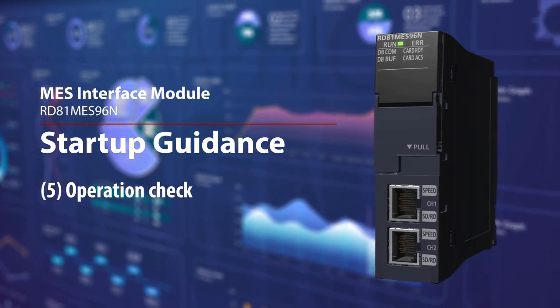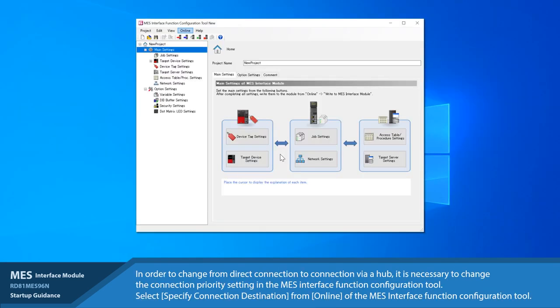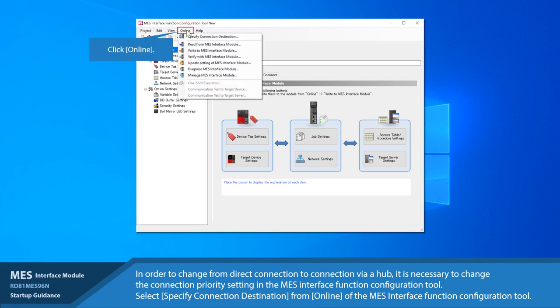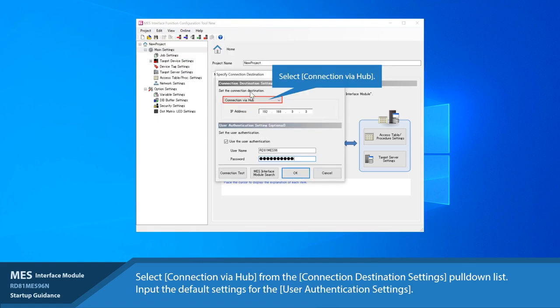Part 5, Operation Check. In this section, we'll confirm data can be sent from the PLC to the database. Our first step is to write the parameters to the MES Interface module. In order to change from direct connection to connection via hub, it's necessary to change the connection priority setting in the MES Interface Function Configuration tool. Select Specify Connection Destination from Online of the MES Interface Function Configuration tool. Select Connection via Hub from the Connection Destination Settings pull-down list.